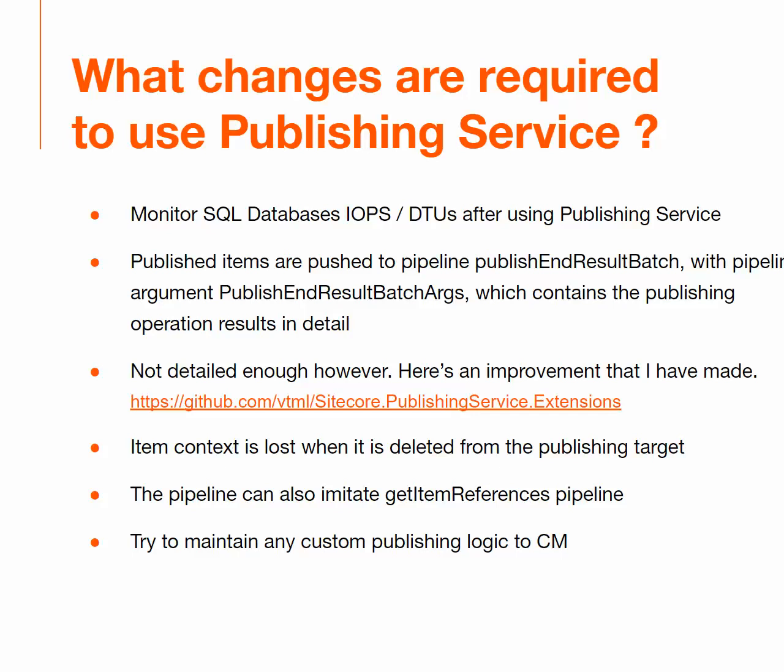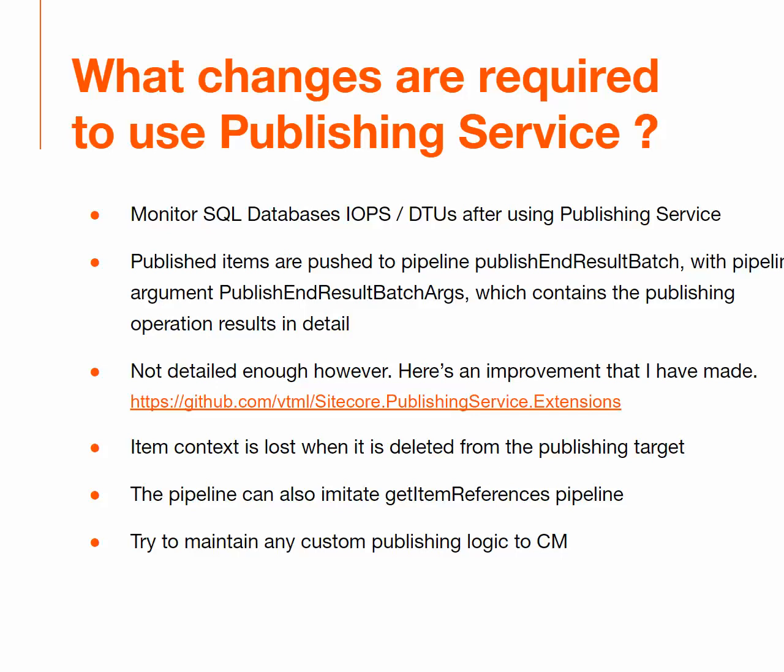We had a problem when we went live with it. The SQL database IOPS and DTUs went through the roof because all the work has been shifted from the content management instance into the SQL database directly, because it uses SQL bulk copy to work out the differences between what needs to be published, and then it just generates a massive SQL copy query and just slams the SQL database. So it went through the roof. We were receiving alerts on the SQL database, so we had to up the IOPS and the DTUs for the SQL database.